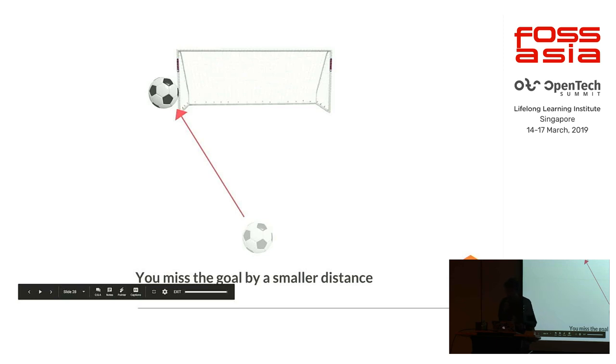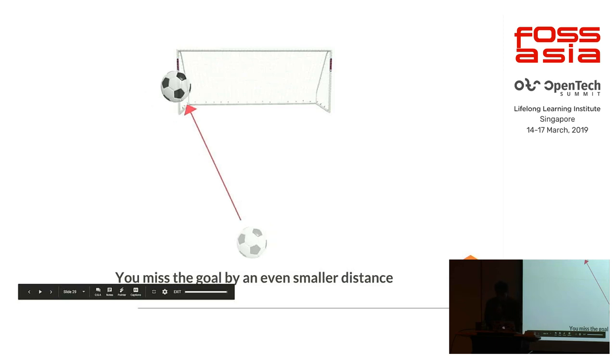And you repeat this process multiple times, and you can see that you miss the goal less frequently, and the distance between your kick and the actual goalpost keeps decreasing as you keep improving, or you get a better understanding of where you are in relation to the goalpost.